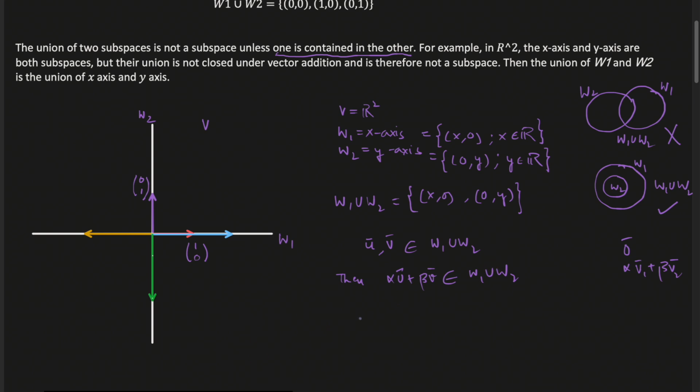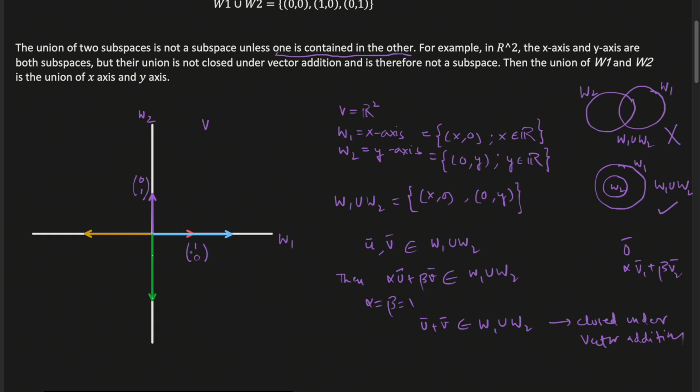Now we can relax this condition for now. Let us suppose we are taking alpha and beta as 1. If we are taking alpha and beta as 1, then we are saying that the vector u plus the vector v should belong to W1 union W2, right? That is, here we are saying that it should be closed under vector addition, right? But is it closed under vector addition?